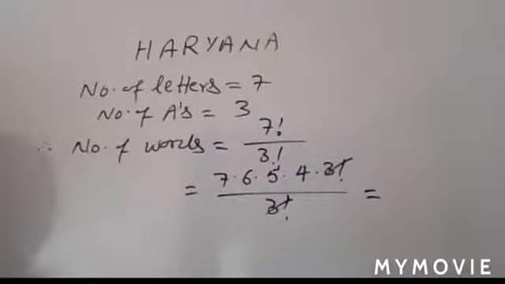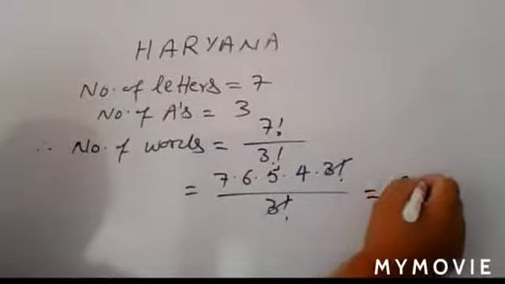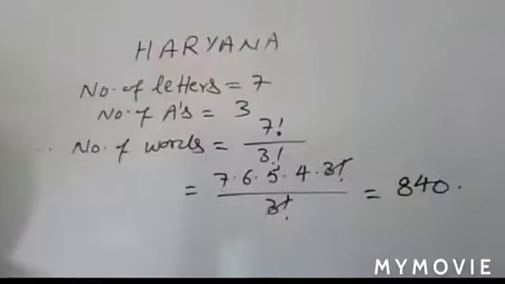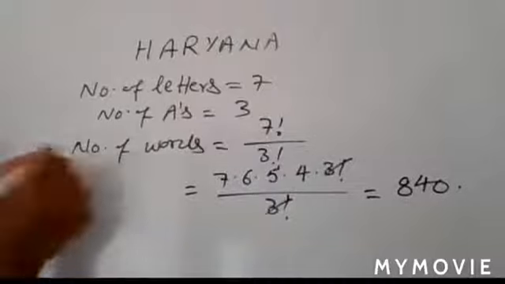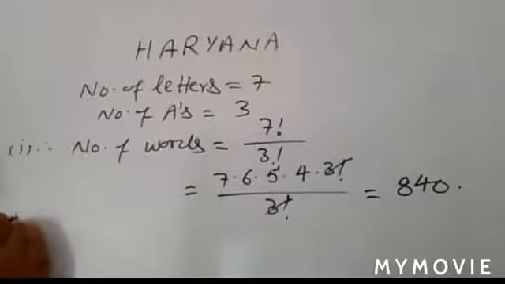So here you have 840. Yes, so that is 840. So 840 words are there. Now this is your first part. Now come to the second part.